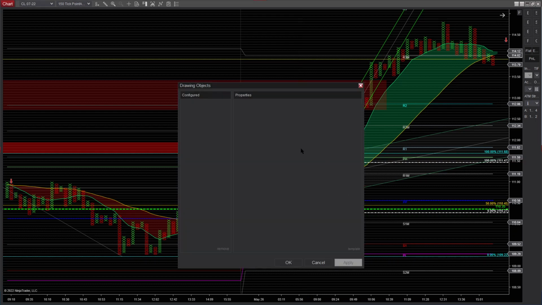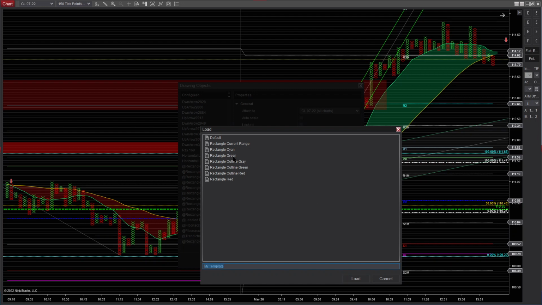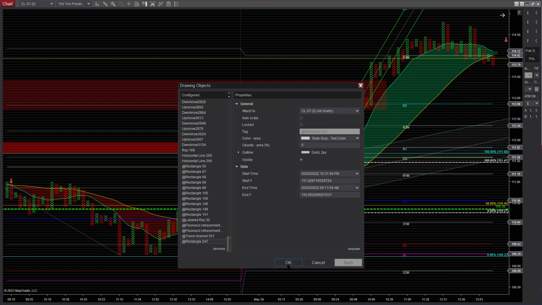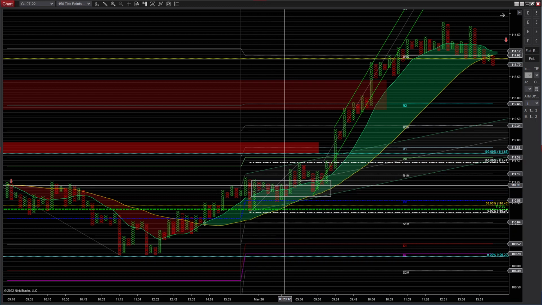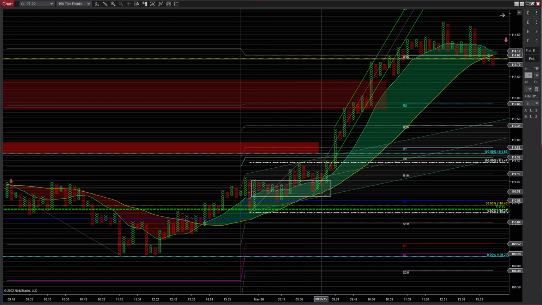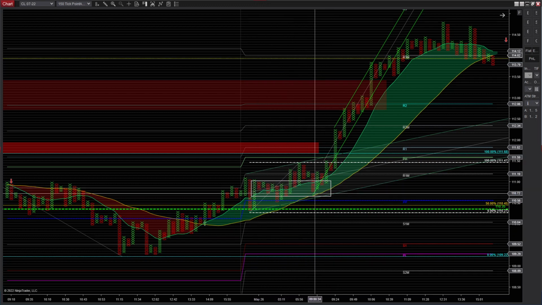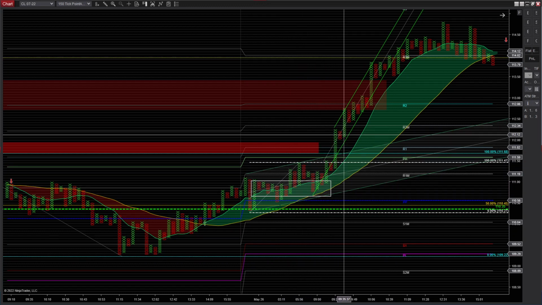Okay, so let me use another, a rectangle. I'm gonna put gray so you can see it better. Let's see if it looks good there. Yeah. So this area is an area of a range. It bounces back and forth. Normally, if it breaks, it's gonna come back a little bit, and then until it definitely breaks to the upside.